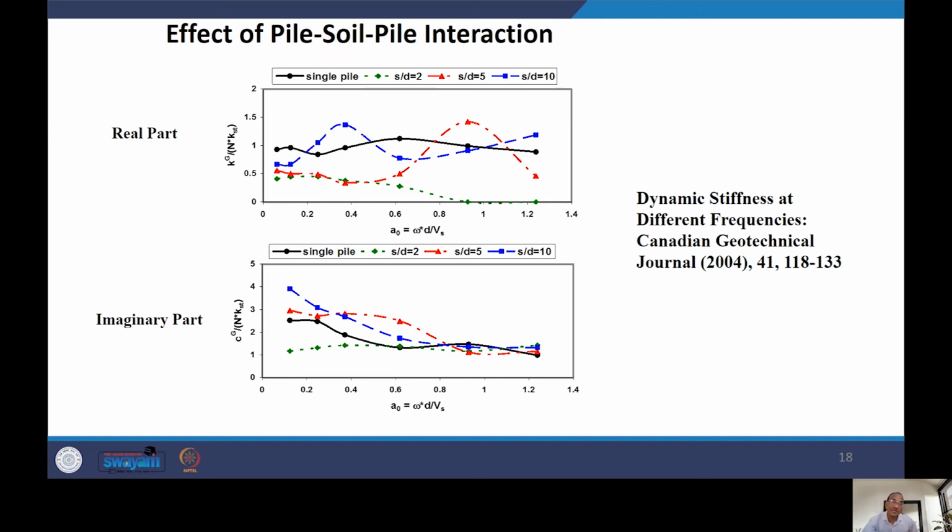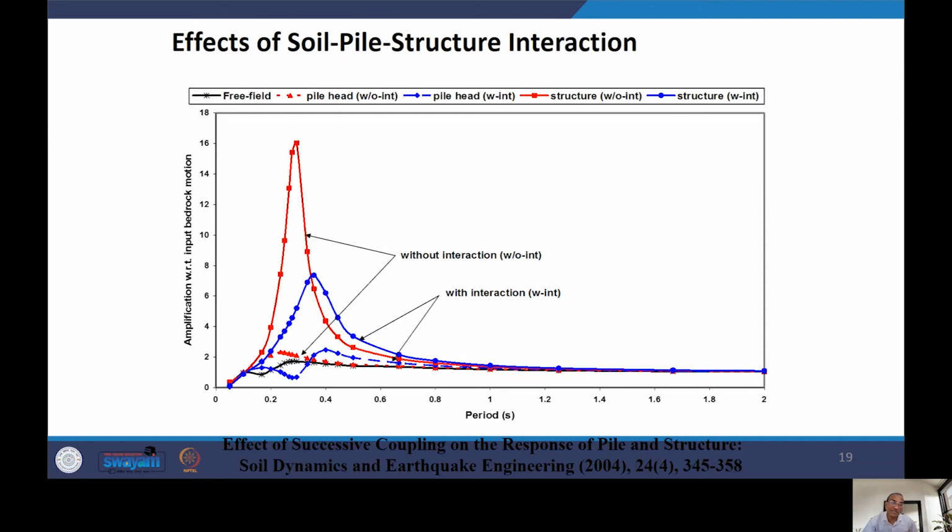Now, if you put a structure on top of that, then the analysis will be soil-pile-structure interaction, not only soil-pile interaction. In that case, this is SPSI. What is the effect of the structure? Before we discuss the effect of the structure, let's talk about these different curves. What has been presented in this case?